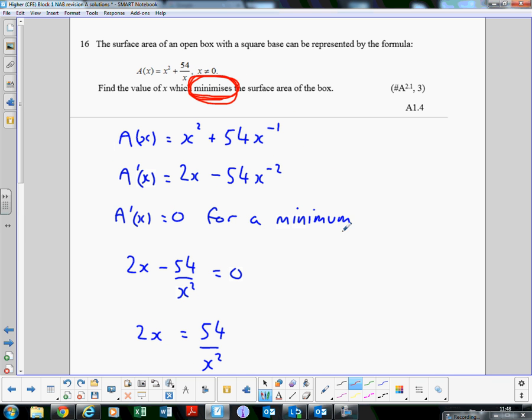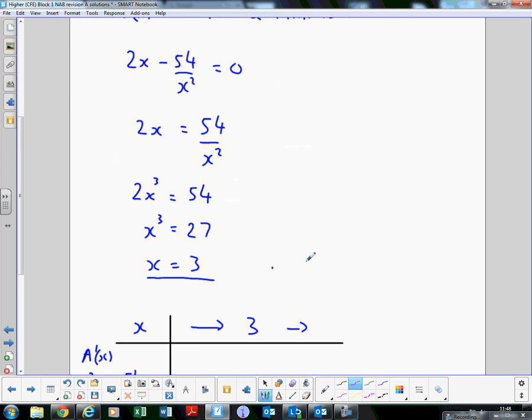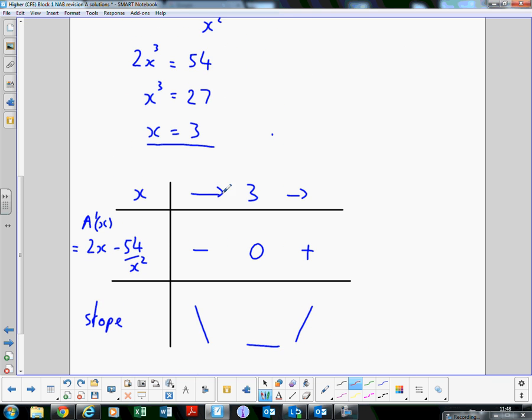I need to show it's a minimum. I can't just assume it's a minimum. I need to justify that. So a nature table, so we'll have the value of x. I need to look just before and just after 3. I have f dash of x, the differential. So picking a number just before 3 is 2. 2 twos are 4 minus 54 over 2 squared. Well, 54 divided by 4 is not 10, it's more than 10. So we've essentially got 4 take away more than 10. It's going to be a negative value. I don't need to work out the actual value, I just need to know if it's positive or negative.